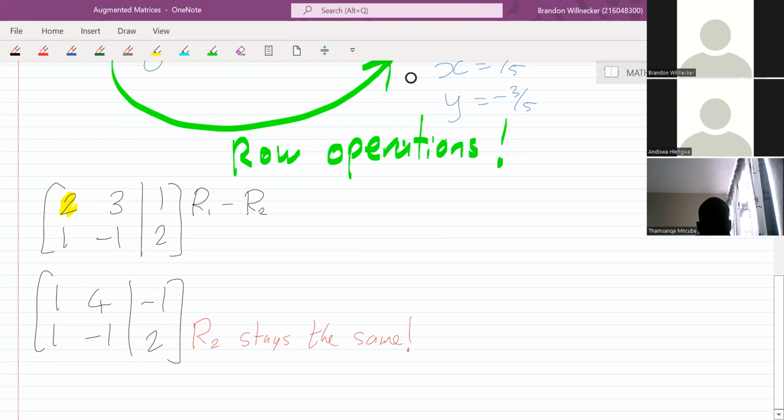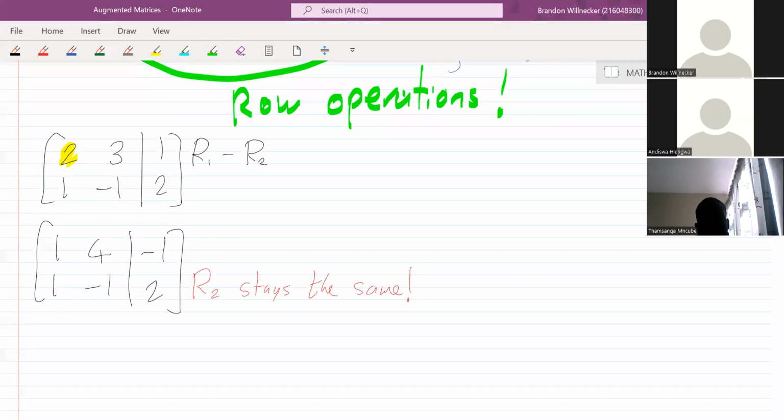Okay, we only changed row 1. So that's done. We can highlight that in green. It's a 1, so we're fine. We're done with that. Next, what we want is everything below the 1 to be a 0. So this number here, we don't want a 1, we want that to be a 0.